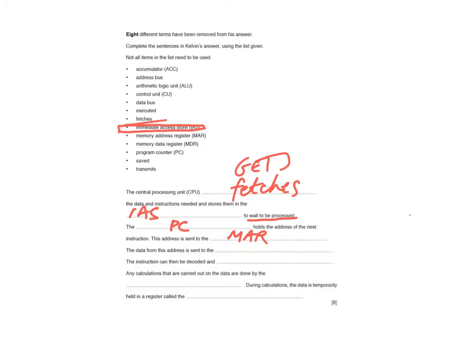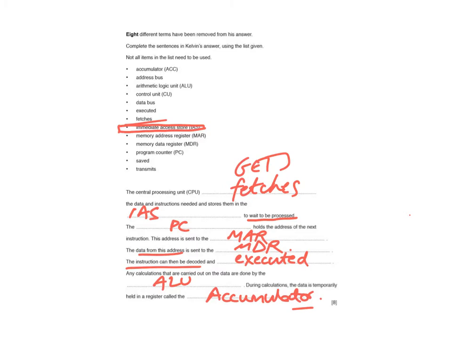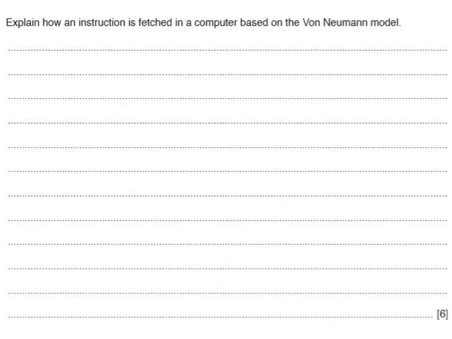The data from this address, I need to read that more carefully. So obviously the data is sent to the MDR. The instruction can then be decoded, and looking down, obviously I knew it was going to be executed, just checking, sure it's there, executed. Any calculations that are carried out in the data are done by the ALU. And during calculations, data is temporarily held in a register called the accumulator. Right. Very straightforward, I hope, after seeing some of the earlier questions.